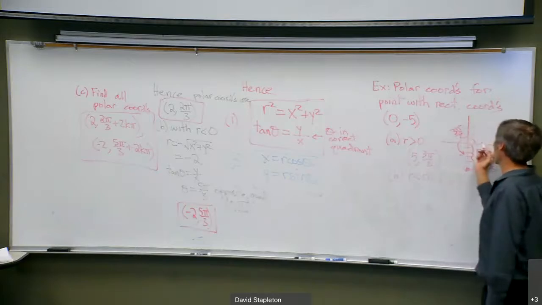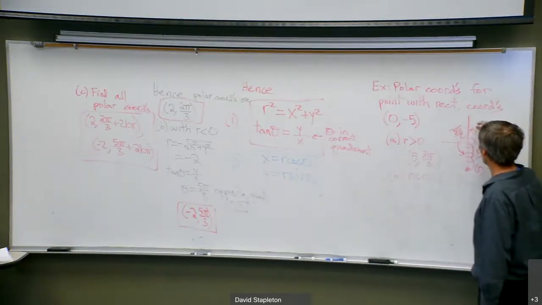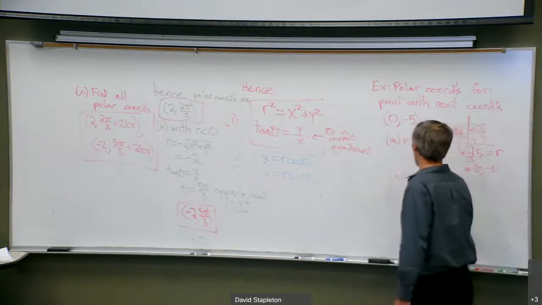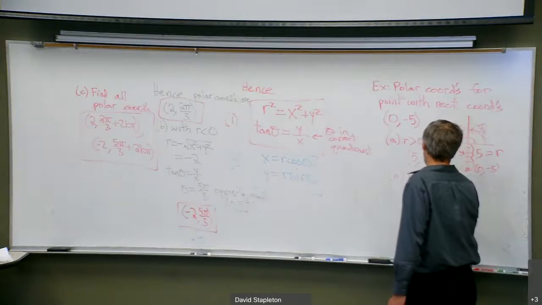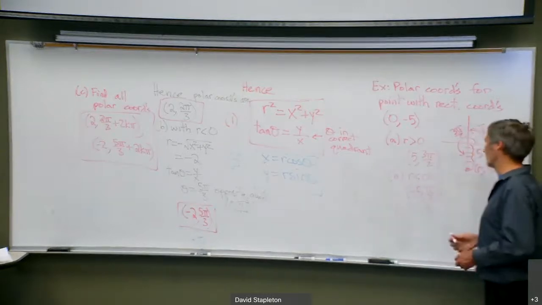Well, now I want to go to the opposite angle, so I can pick pi over 2, right? And go minus this distance 5. So I just put minus the radial value I got here, and the opposite angle, pi over 2. Here's polar coordinates with r less than 0. I didn't have to do any calculations, right?